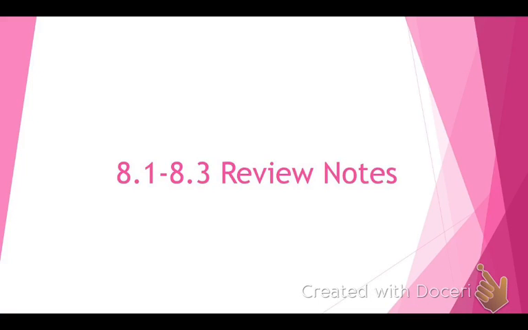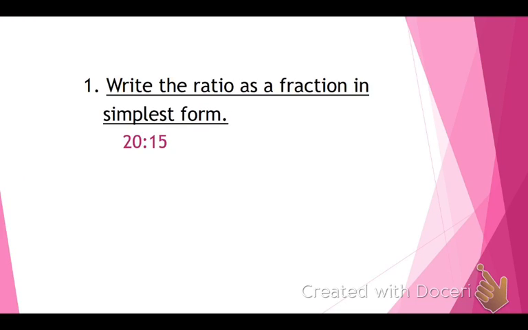We're going to be going over 8.1 through 8.3 review notes for our quiz that's going to be on Monday. The first thing I want you to write down is this, number 1. Write the ratio as a fraction in simplest form.